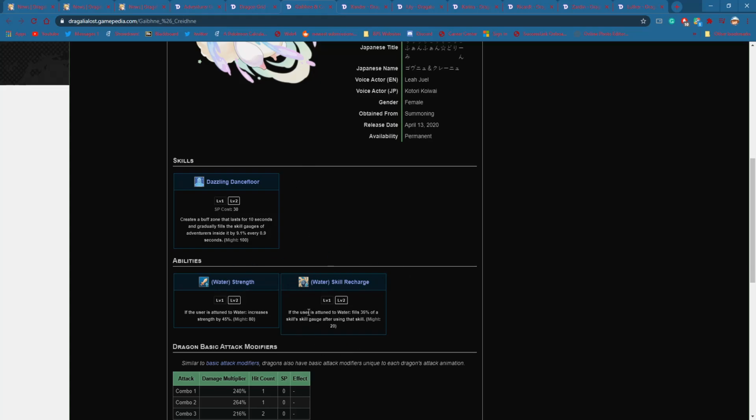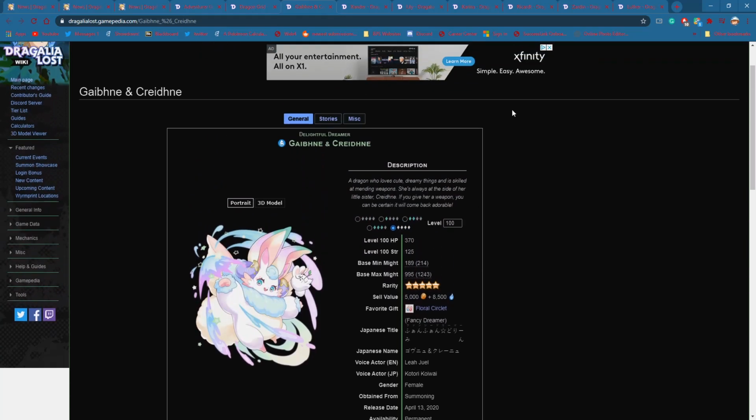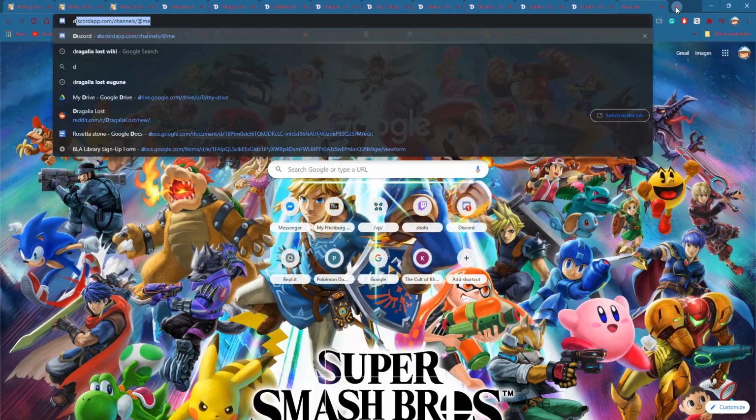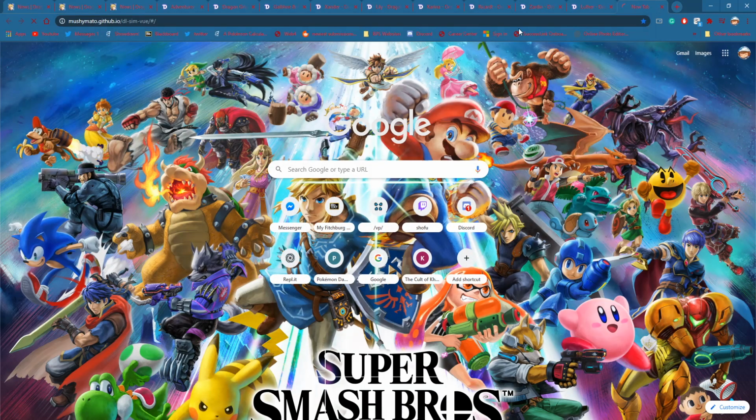If the user is attuned to water, it fills 35% of the skill gauge after using that skill, which means that your skill rotation is just going to be so much faster, it's going to be so much stronger. You're going to be getting your skills up way, way quicker. And in a meta where skill damage is really what you want, that's something that really is important.